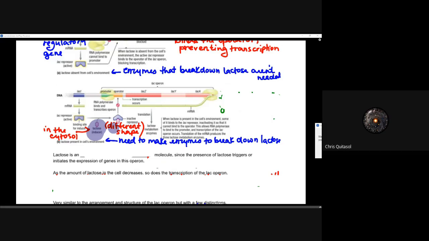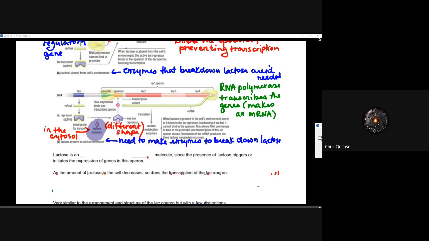And as a result of that changing shape, we can now start to see that operator be freed up. The promoter region can now be bound by that RNA polymerase. And now that transcription of that genetic sequence will allow it to make essentially a protein and then enzyme that will break down lactose. So the transcription is allowed to happen. RNA polymerase can do its thing.